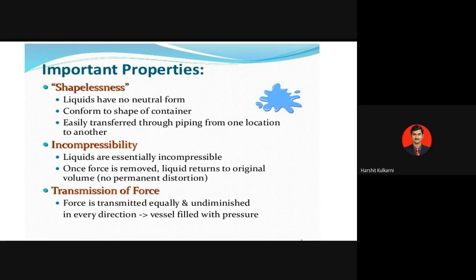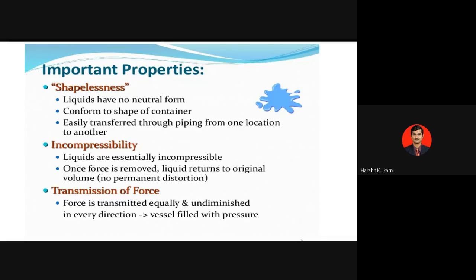In hydraulics, we use oils which possess these kinds of properties. What are those? The oil, of course, does not have any shape. It is in neutral form. It takes the shape of the container or the unit into which we put it.